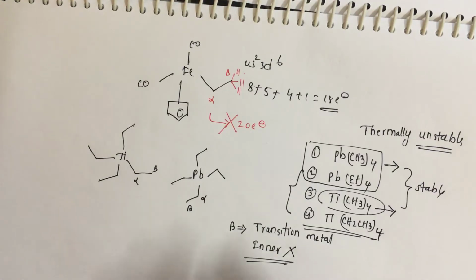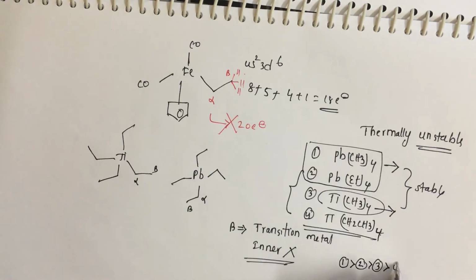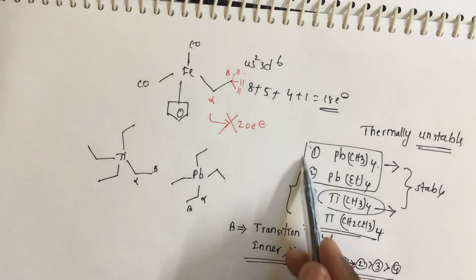If you see the stability order, 1 will be more stable, then 2, then 3, and the least stable will be 4. I think this is the correct order, because these two will not go through beta hydride elimination, I think these are almost equal. I am not sure about these two.